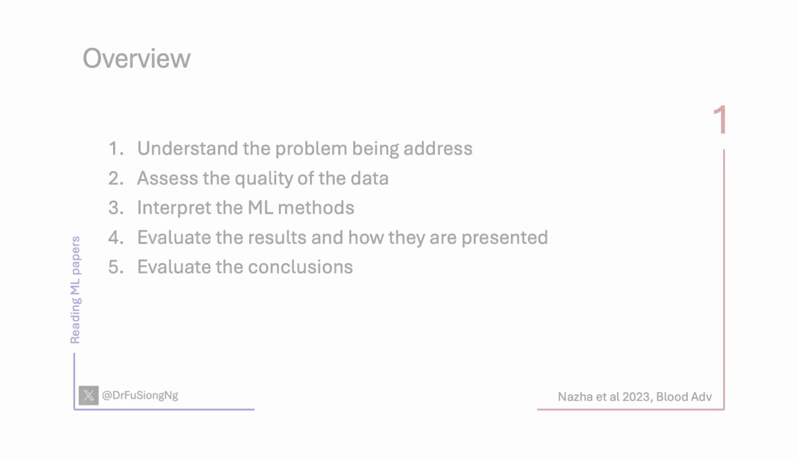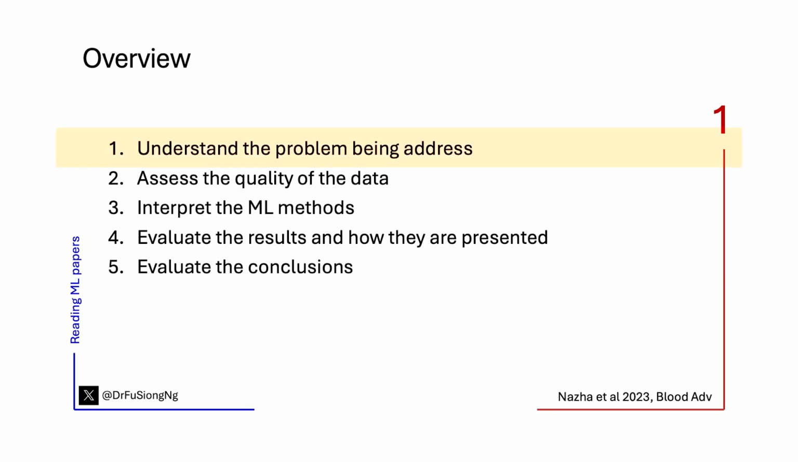I'm going to focus on a few things that I would tend to do when I read an AI-ECG paper. We need to understand what problem we're trying to address. We need to understand the quality of data used to train the model. You need to interpret the methods, interpret the results, and then you need to make your own mind up whether the conclusions match the results that have been presented.